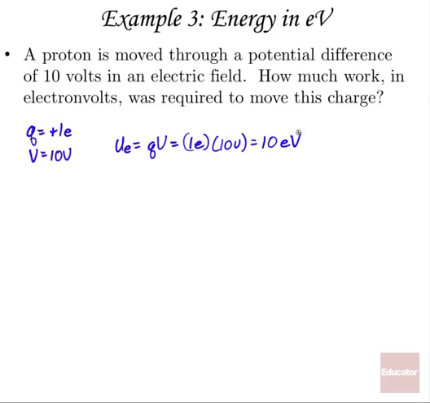Very straightforward. If we wanted to do that in joules, we could have done 1.6 times 10 to the minus 19 coulombs times 10 volts, which would have been 1.6 times 10 to the minus 18 joules if we went through all that. Or we could have converted electron volts to joules when we're all done, knowing that 1 electron volt is 1.6 times 10 to the minus 19 joules. Thankfully, this problem made it nice and easy in telling us that the answer was going to be in electron volts.